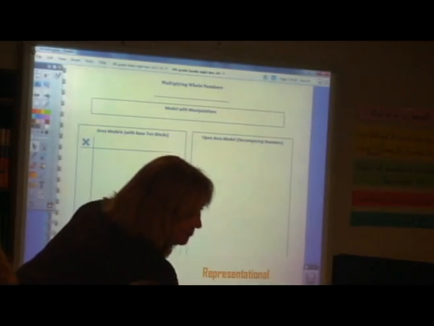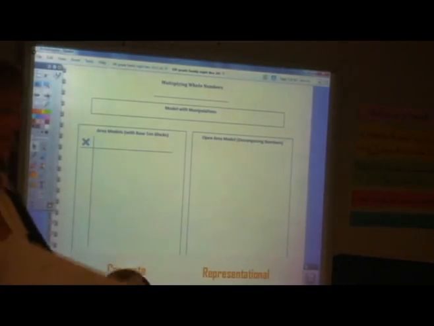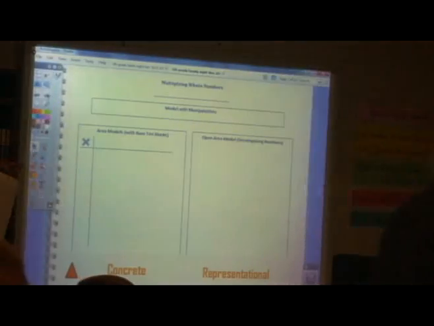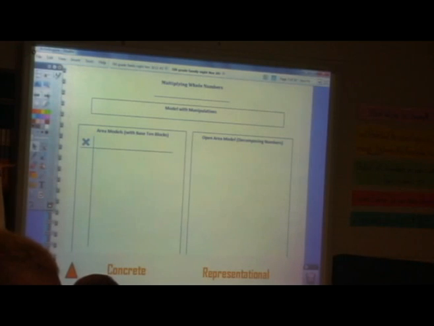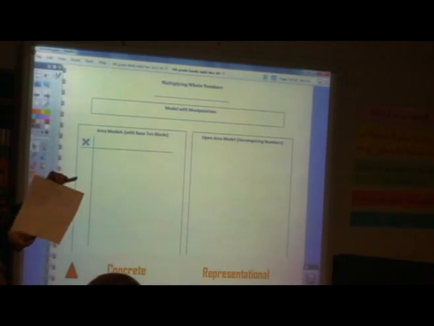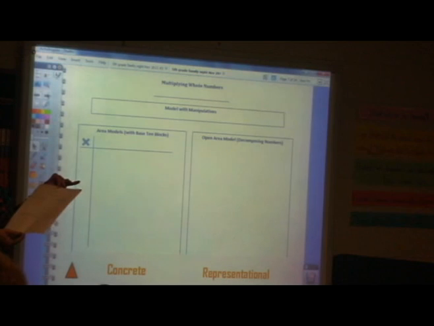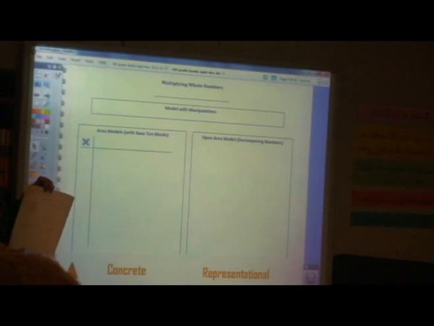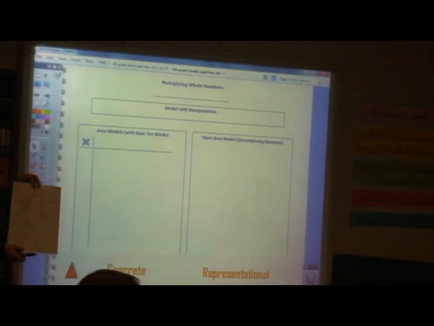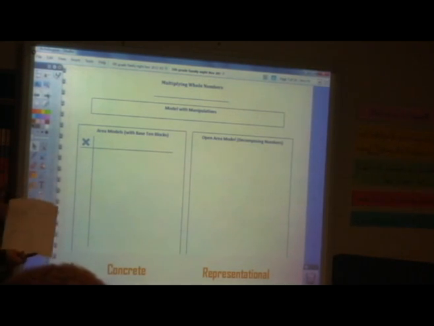Did your children get this today? Did the parents get this today? We did. Okay. Today, your child received a sheet that shows them the different ways that we are going to be learning how to multiply numbers. The ones that we dealt with today in class were the area model and also the open area model. Those are the first 2, and we'll get to the other 3 later.